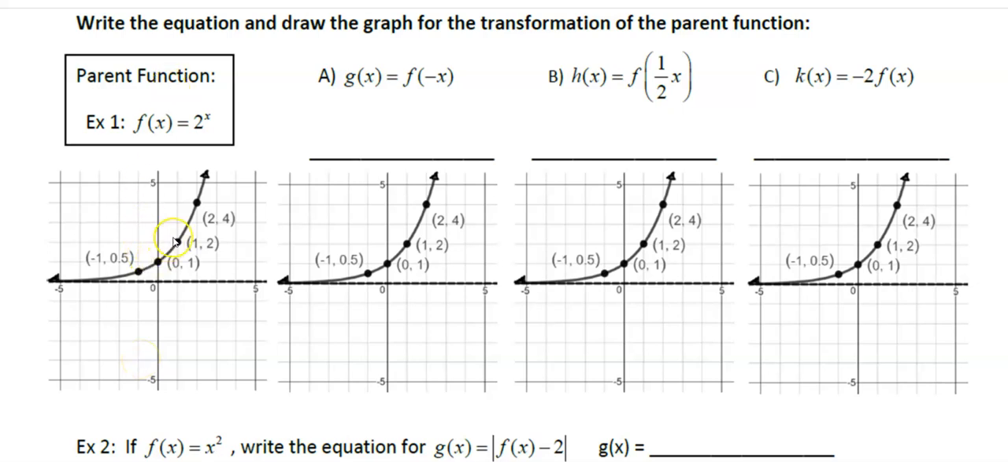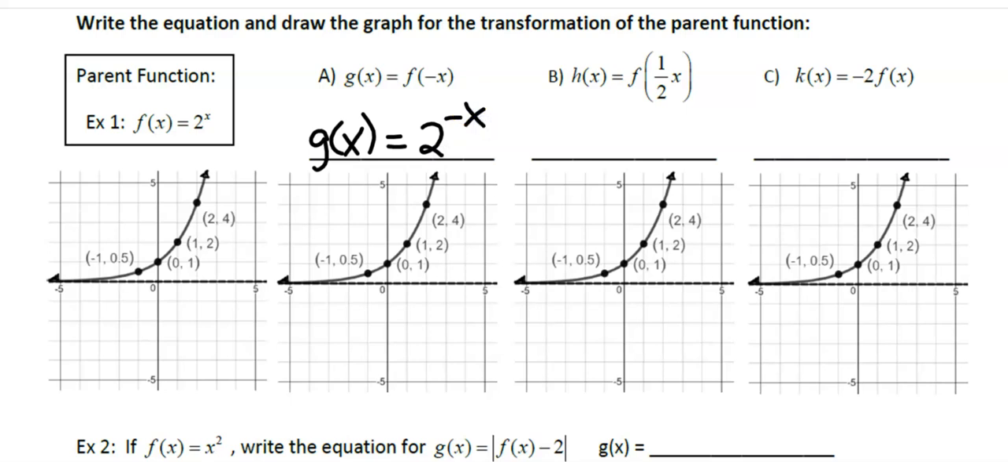So here's the parent function. 2 to the 0 is 1, 2 to the first is 2, 2 squared is 4, 2 to the negative 1 is 1/2, or 0.5. So the first one we're going to do is a reflection. g of x equals f of negative x. So using our parent function, that would mean that g of x is equal to 2 to the negative x.